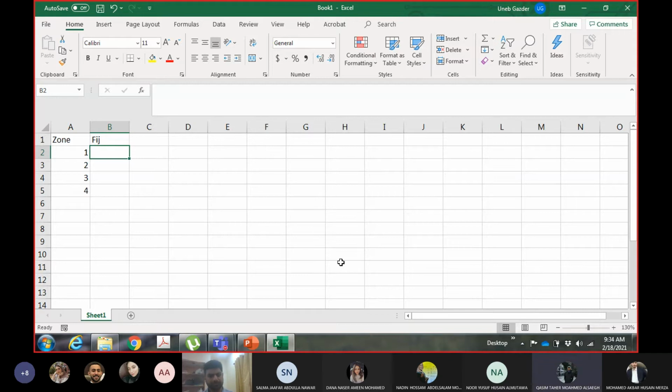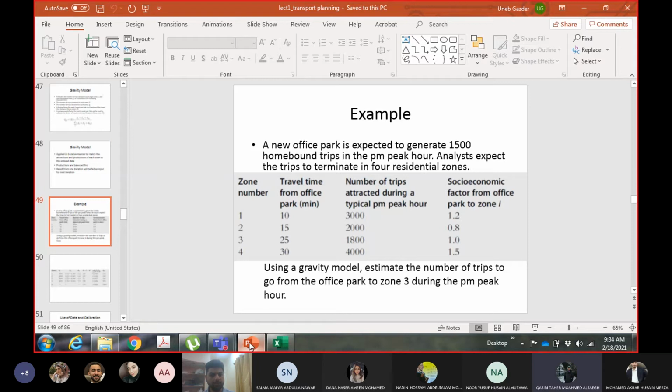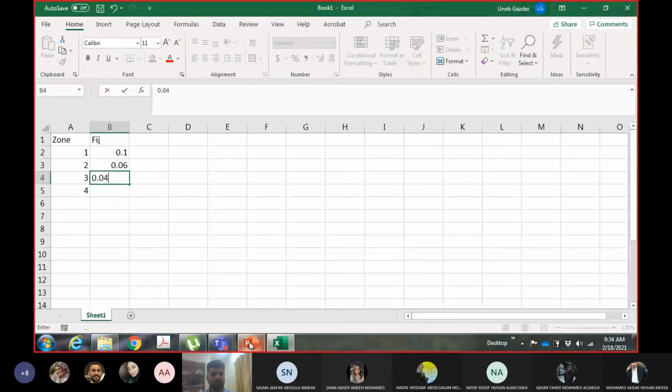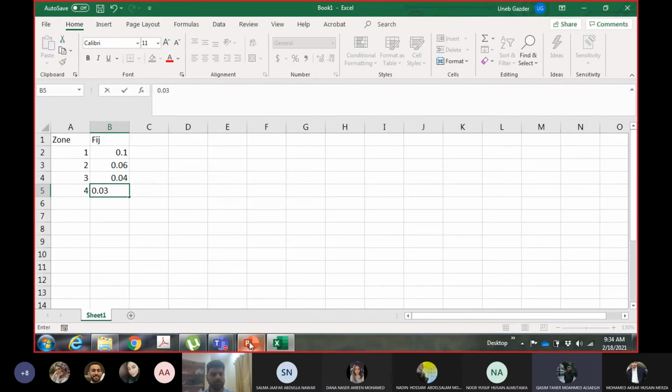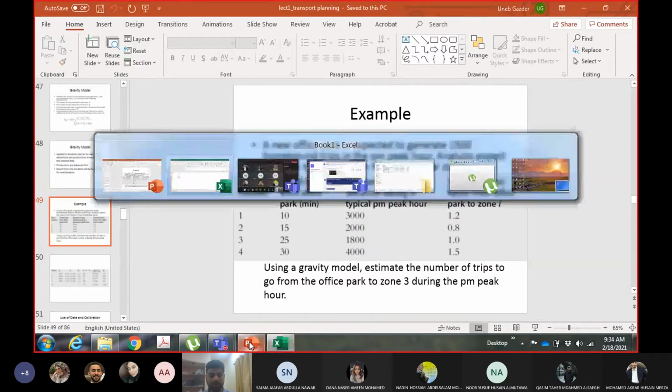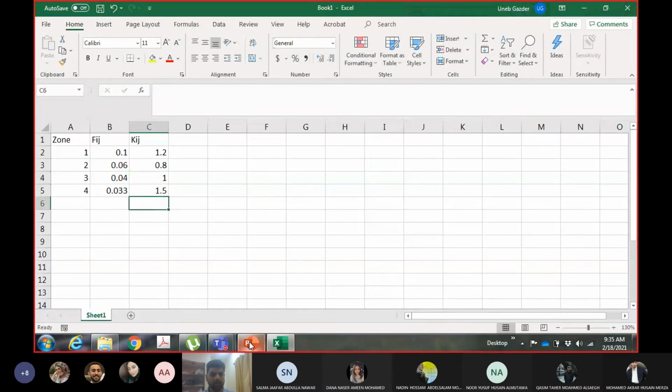For the first one, 0.1. Second one, 0.067. Then 0.04. Then 0.033. I already have the K factor, so I will just write it down so I can calculate it in this sheet. And 1.5.